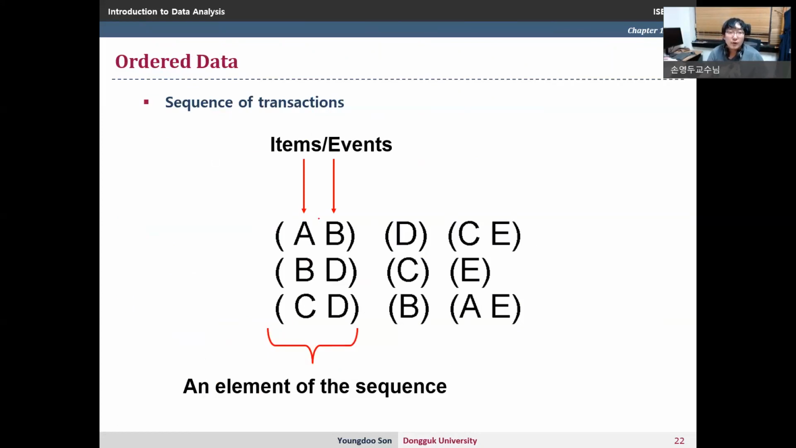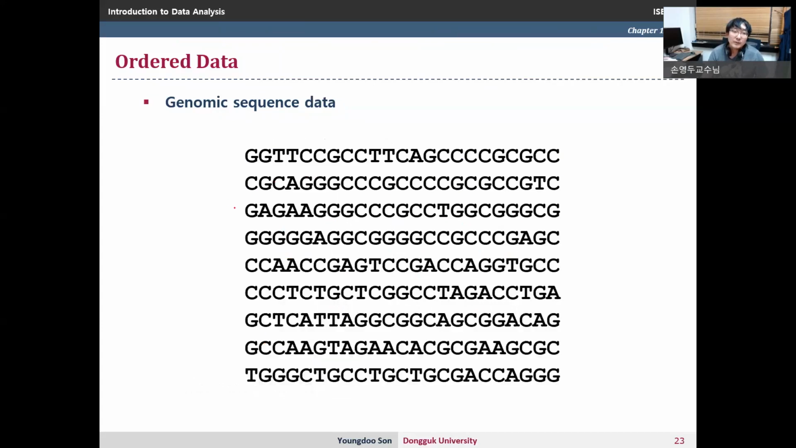And this is the example of the ordered data. Sometimes the items or events have some sequences like this. First, second, third, first, second, third, first, second, third. Then these types of data are called sequence data, and the genomic sequence data has the order. It has the sequence, for example, it has the order in this direction. So this data is usually considered as ordered data.